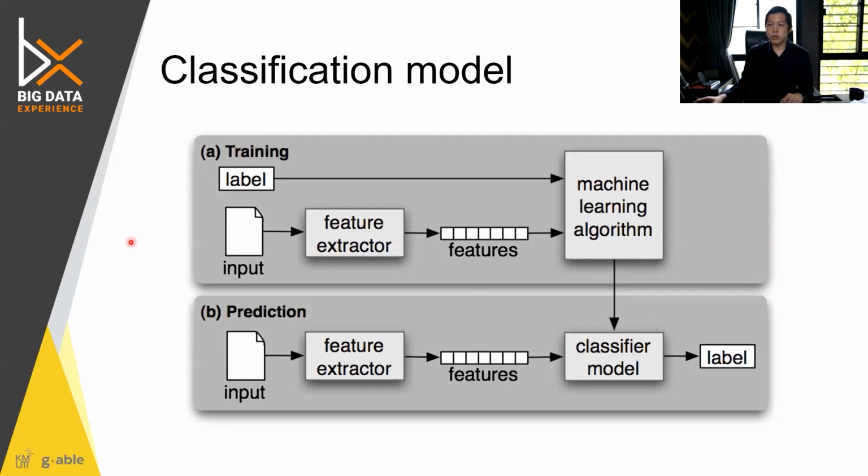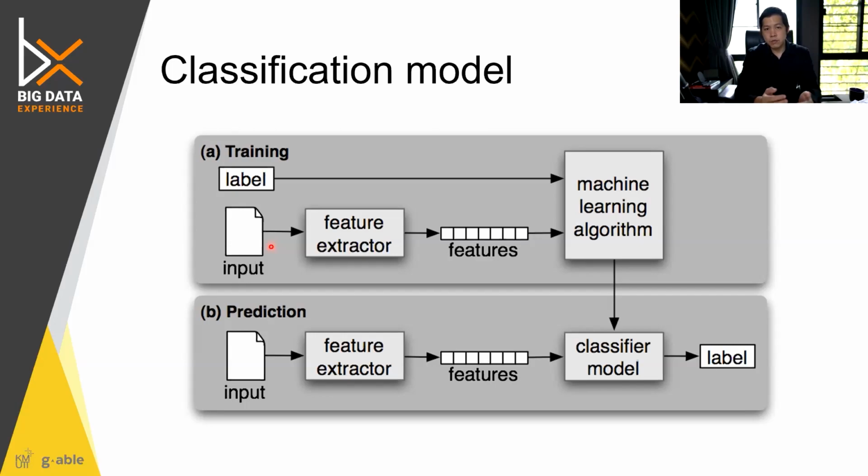It works when you create a model. The process of creating a model requires, as the first step, training the model. You need to train the model, and then once you have the trained model, you can perform prediction or estimation using the model. Training the model requires a pair of inputs and labels.